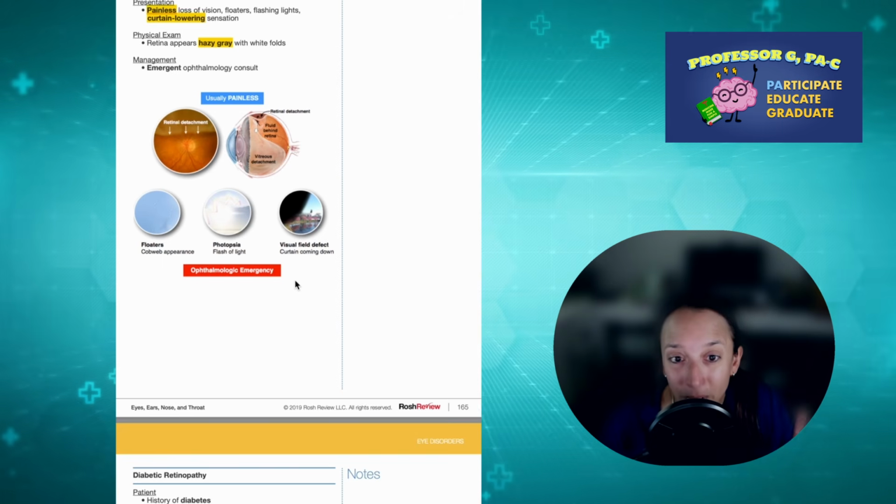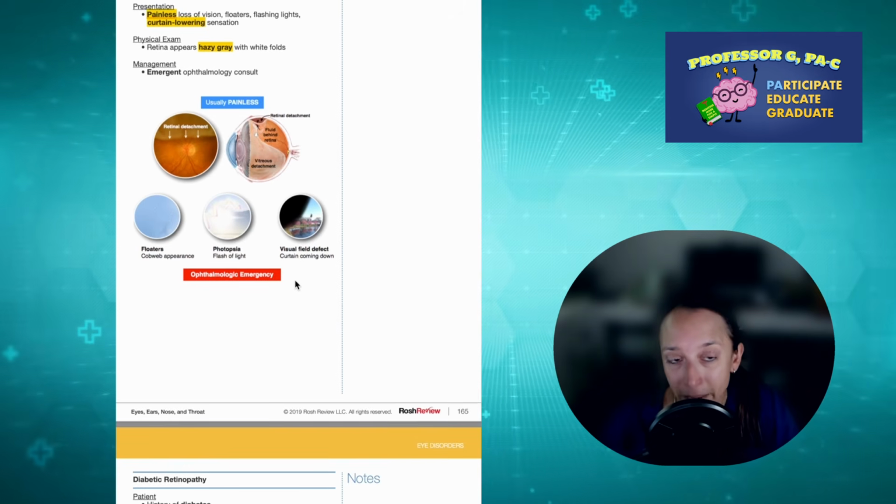And just for the record, rhegmatogenous is the most common type of retinal detachment.